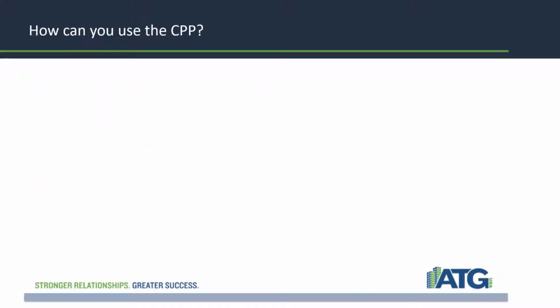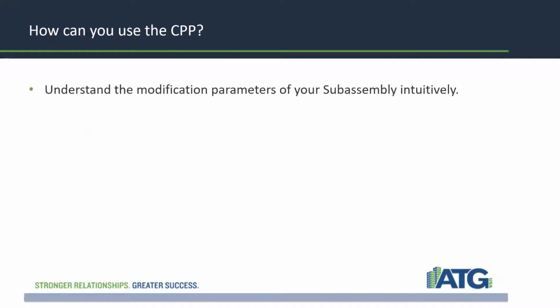So now that we know a little bit more about what the CPP is, let's talk about how we can use it. First, we want to understand that the modifications of your subassemblies need to be intuitive. So when you go and look into the properties palette, you want to be able to look at a row and say, this is what I'm trying to edit, and be able to edit it. Some of the out-of-the-box ones are just downright confusing on that point.